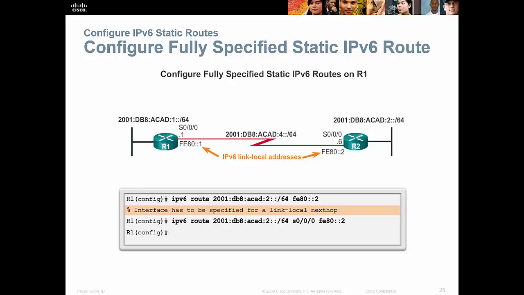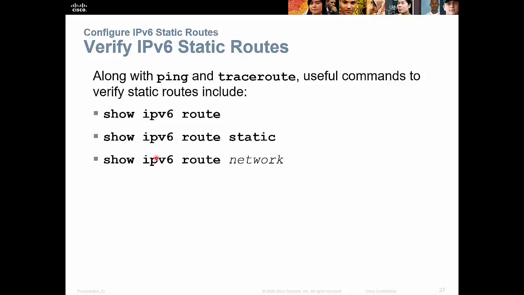And then for the fully specified route, we have the ipv6 route, the destination, and the interface. Again, for the destination, we don't need the subnet mask, we just need the prefix length. And then we have the exit interface, and then the next hop. So same as with IPv4, we can use ping and traceroute to verify they still work with IPv6. And then the show commands are show ipv6 route, show ipv6 route static, and show ipv6 route network. Again, they do the same thing as IPv4, just output the IPv6 information.